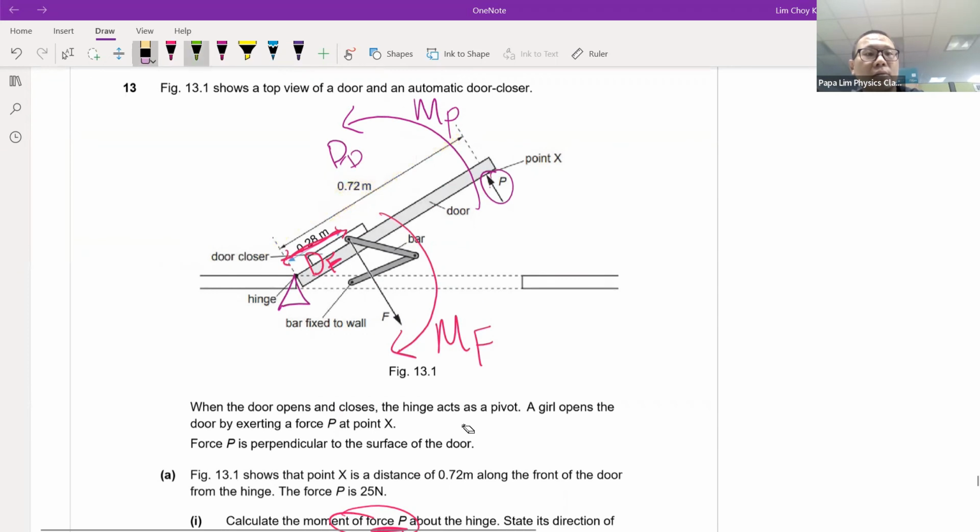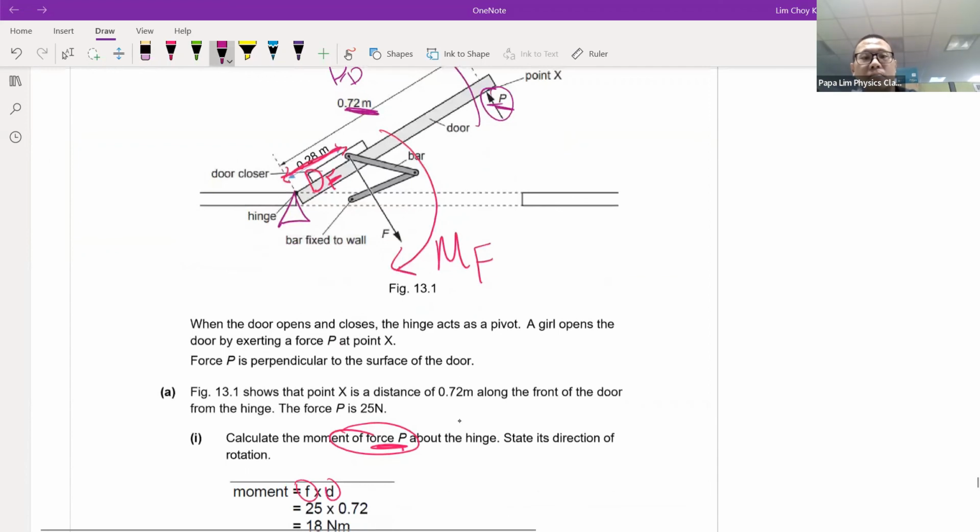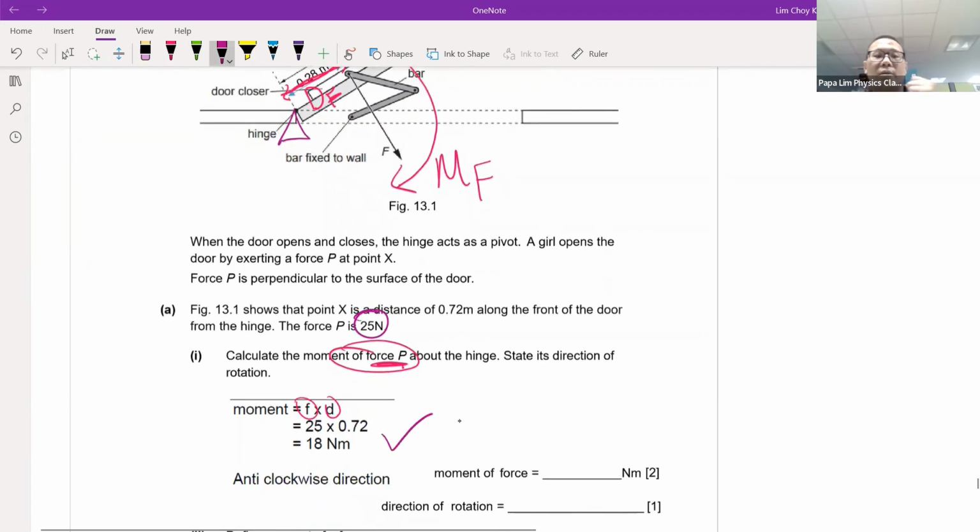Okay, which is 0.72 force P. Given force P is 25 Newton, so it's just a simple substitution of the number. I will get 18 Newton meter, and I know the direction to be anti-clockwise, like I mentioned before.